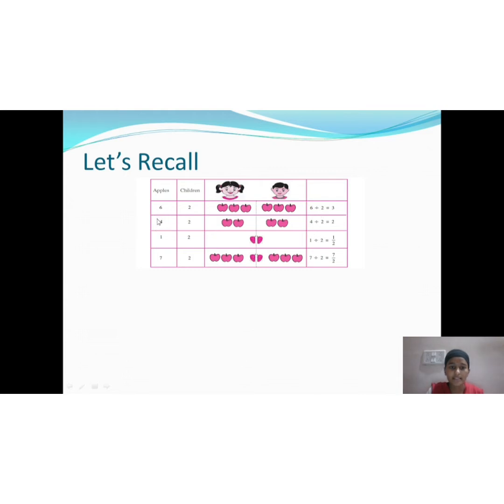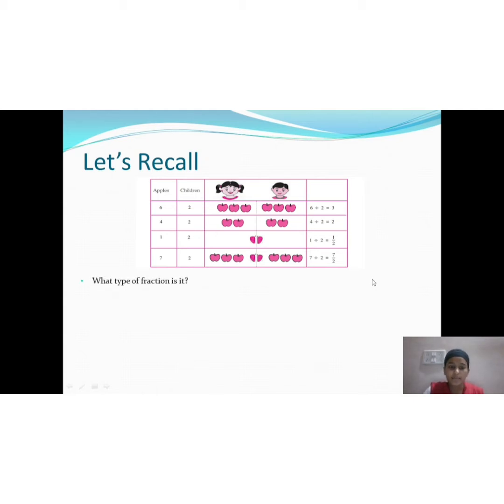If 4 apples are divided between two children, how many will each get equally? How will you distribute equally? Yes, 4 divided by 2, that is equal to 2. And if one apple is to be divided between these two children, then each one will get 1 divided by 2, that is 1 upon 2, right? Now, if 7 apples are to be divided equally among these two children, they'll get 7 divided by 2, which is equal to 7 upon 2, or you can say 3.5 apples, right?